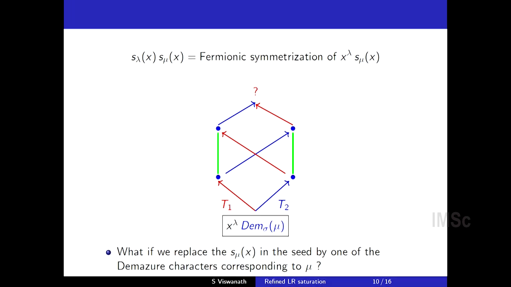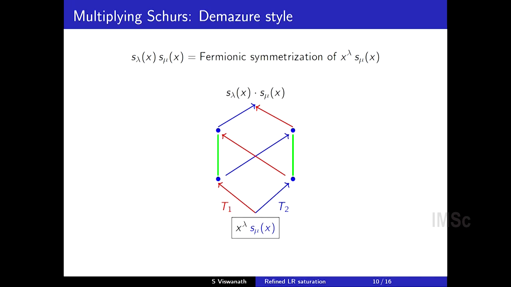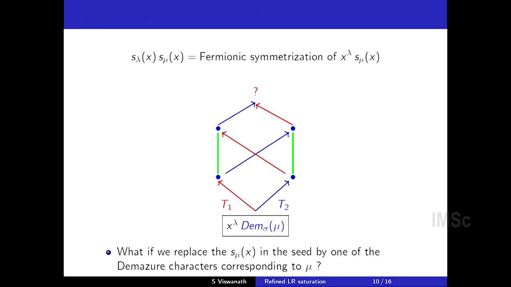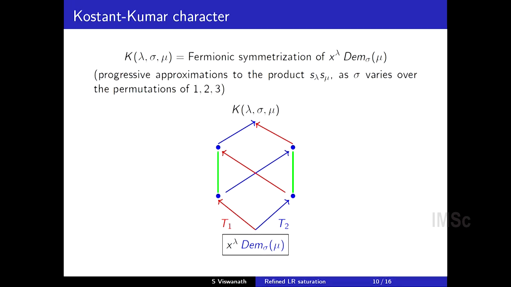Okay, so that's the main starting observation, and so now here's our approach towards constructing some sort of approximations to the product. Let me go back one slide. So x to the lambda S mu is what I had. Now I want to start with x to the lambda times Demazure character of mu with respect to sigma, some approximation. I want to replace the S mu in the seed by one of the Demazure characters corresponding to this. And then when I run this, I will get something on top, which is some approximation to the product of Schur functions or Schur polynomials. And that guy there has a name, it's called the Kostant-Kumar character, which is essentially what you get by starting with this seed and then running the Demazure machine till you get to the apex of the hexagon.